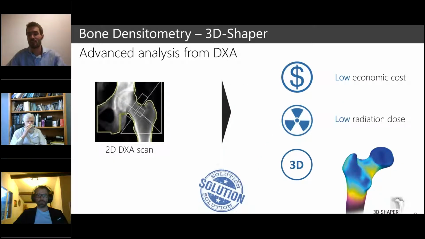So let's say that in an ideal world, physicians would like to have the benefits of both medical imaging modalities, and that's what we're trying to bring with 3D-Shaper, because we've developed a software that can provide 3D analysis of the bone from 2D DEXA images.